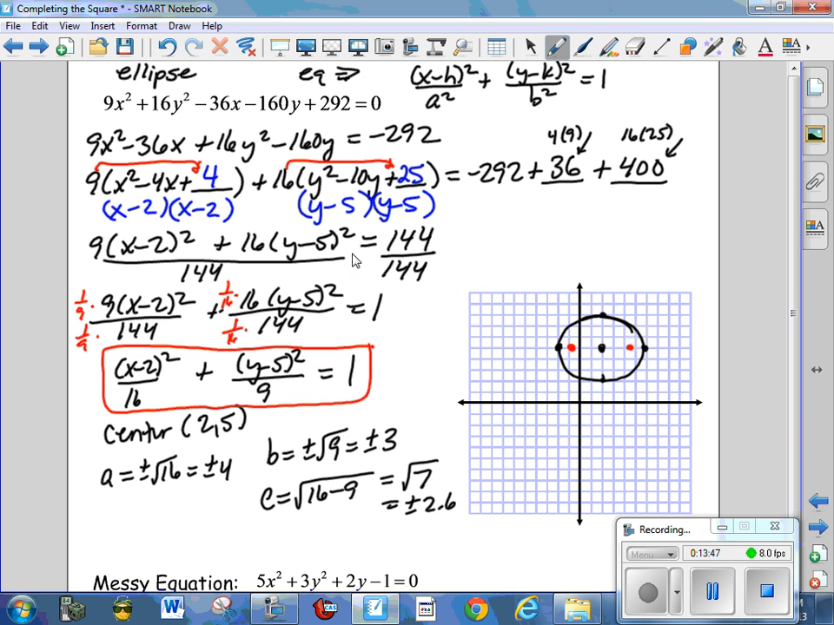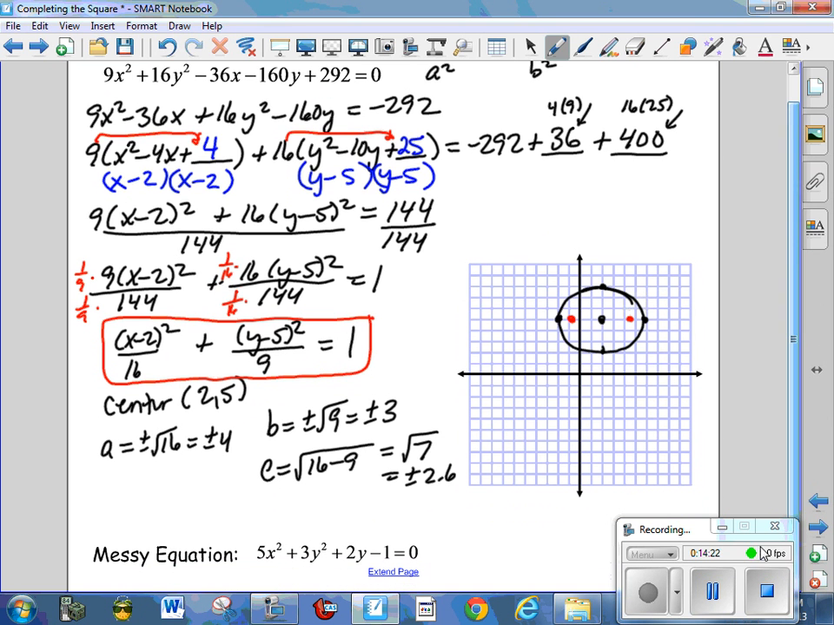Dividing both sides by 144, you end up with 9 over 144. If I multiply 1/9 times 9 and 1/9 times 144, I end up with 1 over 16. 1/16 times 16 and 1/16 times 144, I end up with 1 over 9. That was kind of handy. The center is at positive 2, positive 5. We're going to go out plus or minus 4 in the x direction, plus or minus 3 in the y direction, and the foci are at the square root of 16 minus 9, which is the square root of 7, and that's 2.6 in either direction.